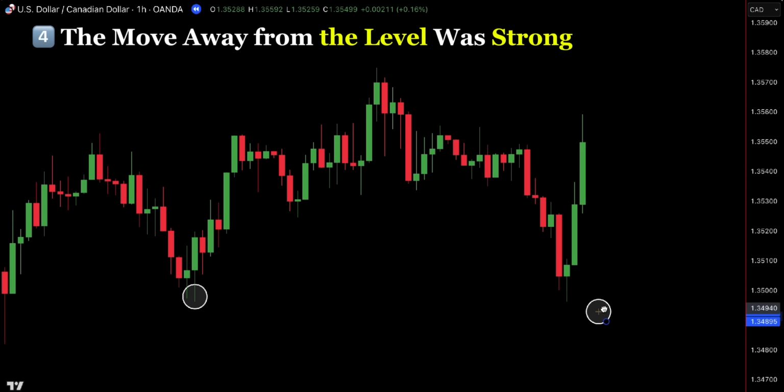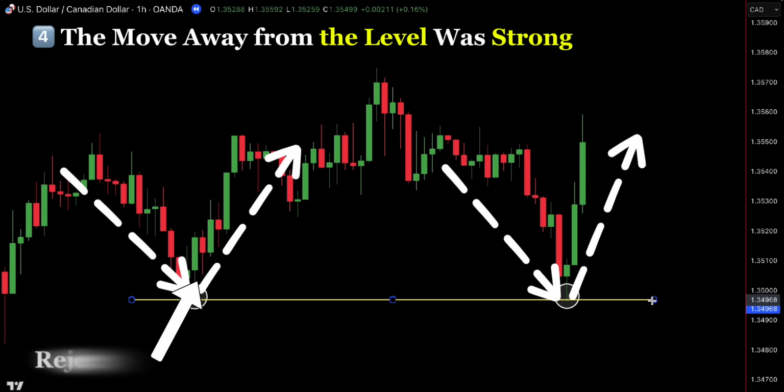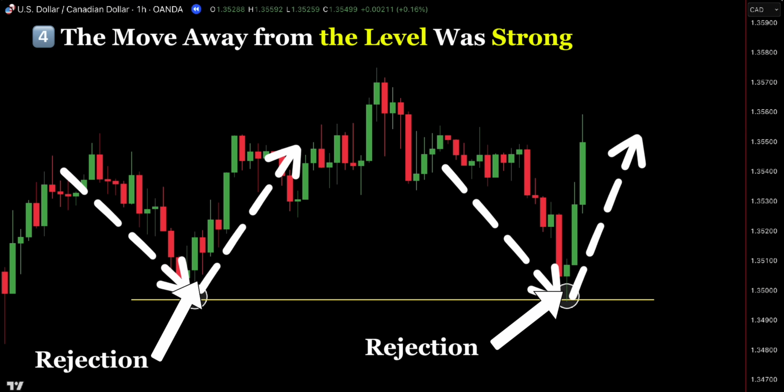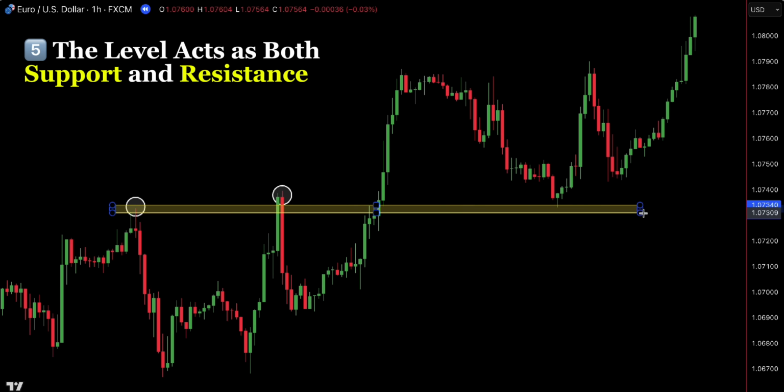Looking at the chart, we see that each time price touched this level, it moved away aggressively. The bigger the move, the more traders reacted at that level. A strong rejection confirms that buyers or sellers stepped in with force, making it a more reliable zone for future trades. The level acts as both support and resistance.